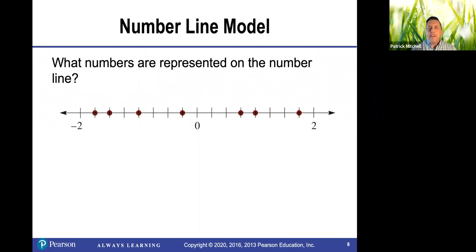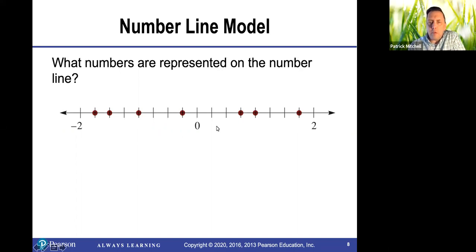All right, here's an example of the number line model. They want to know what numbers are represented on the number line. Well, in order to answer this question, we're going to have to figure out how much each of these intervals is worth. I noticed that they only have marked off -2, 0, and 2. They did not mark off 1, for example. That would have been really helpful.